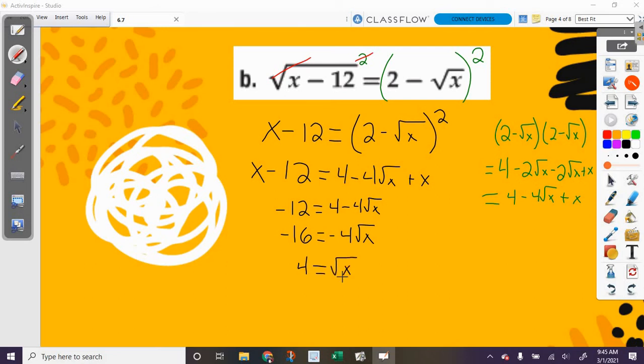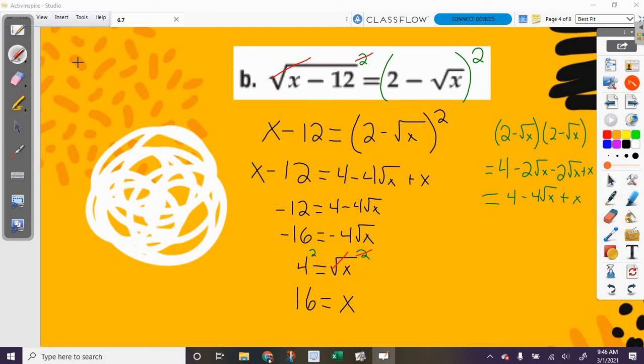Well, now that my square root of x is isolated, we can go ahead and raise both sides again to the second power, because when we do that, my squared and my radical are going to reduce. And we end up with 16 equals x. Now, the big thing here is we need to go back and check our answer again.